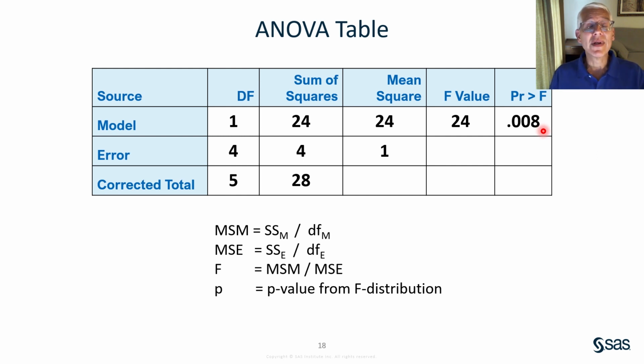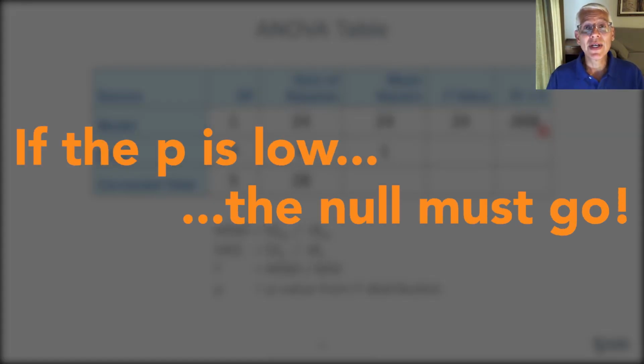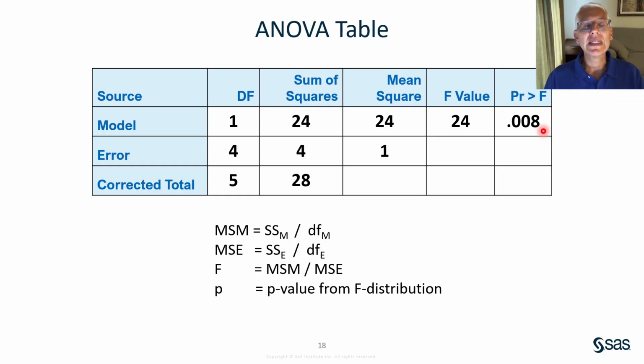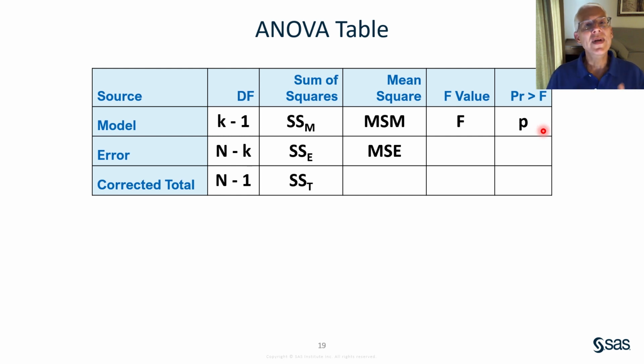And you may remember from your last statistics course, if the p is low, the null must go. So in this case, we've collected enough evidence to reject our null hypothesis that all the means are equal. Another way of thinking about that is that we've gathered enough evidence now to see that it looks like there's a difference between our two group means. Well, guess what? You now know where all of the numbers come from to fill out that ANOVA table and what they mean.